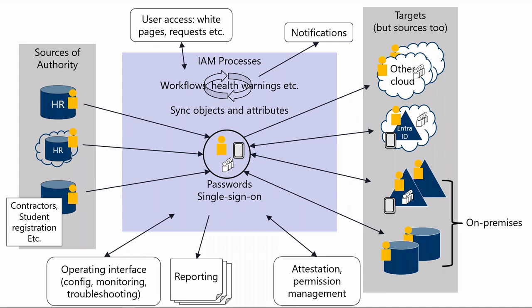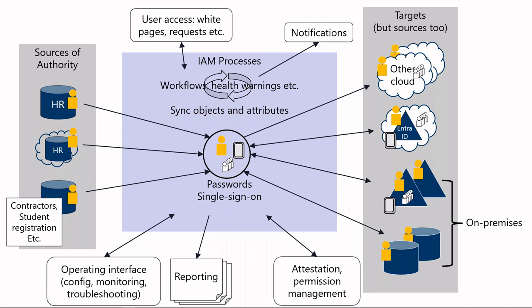We then have various processes which eventually produce output that can be used by target systems. Any of these systems can be on premises or in the cloud. And the processes will be fundamentally, the biggest one we think about probably is synchronization of objects and their attributes. We might be managing passwords, supporting single sign-on. There may be workflows that we need to run. We might be interested in checking the health of various systems.